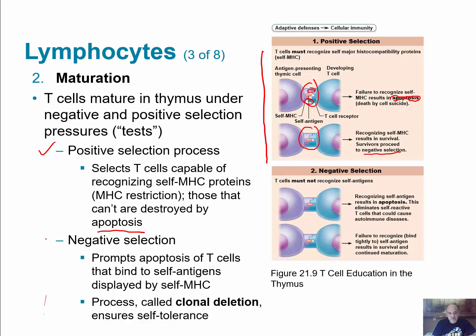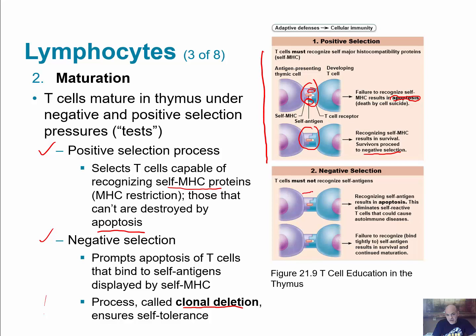So what happens here in the negative selection, apoptosis is initiated to T cells that bind to self-antigens displayed by the self-MHC. So here we've already gone through the business of being able to recognize self-MHC proteins up here, but now we are going to see whether or not our developing T lymphocytes actually recognize our self-antigens, and if they do, then they're going to be selected for clonal deletion and go through apoptosis, and that's modeled here.